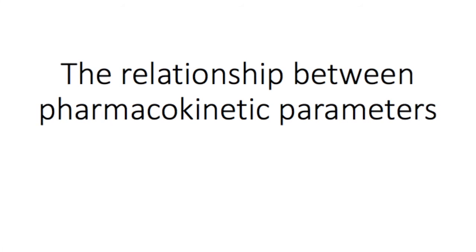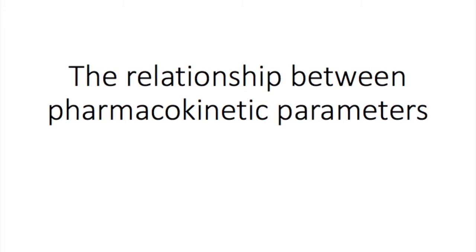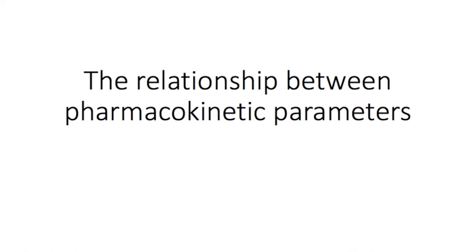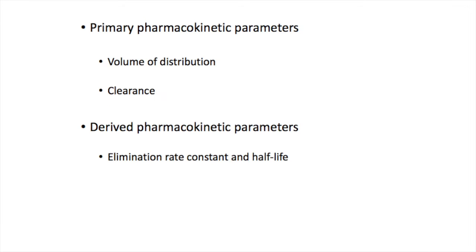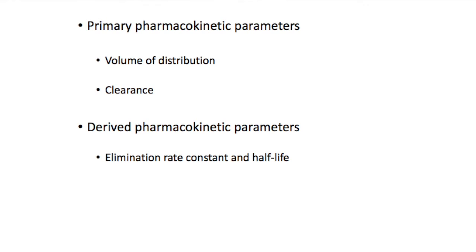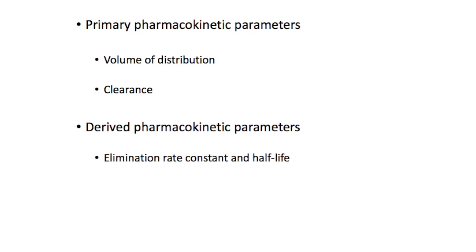In this lecture, we're going to explore how the different pharmacokinetic parameters of a one-compartment model following intravenous administration are related to each other. The one-compartment model has two primary parameters, volume of distribution and clearance, and a derived parameter, the elimination rate constant, which is inversely proportional to the half-life.